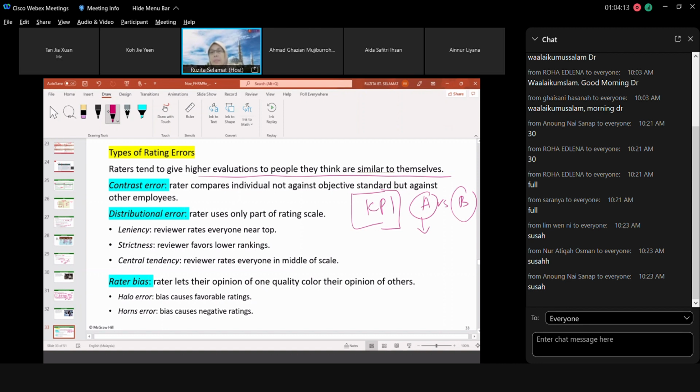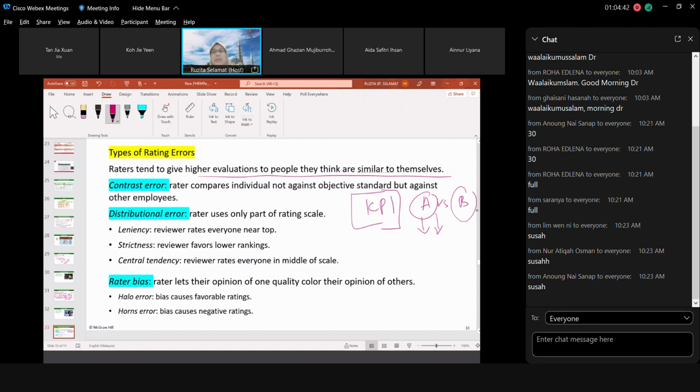Kita banding-bandingkan pekerja, then we choose siapa yang kita lebih suka, lebih selesa bekerja sama, which is not fair. Jadi standard tu, objektif tu, KPI tu telah diketepikan, tak diambil kira. Ataupun simply because A ni lebih menarik personality dia, kita pun kata A is a better employee. That is also a mistake, or error.